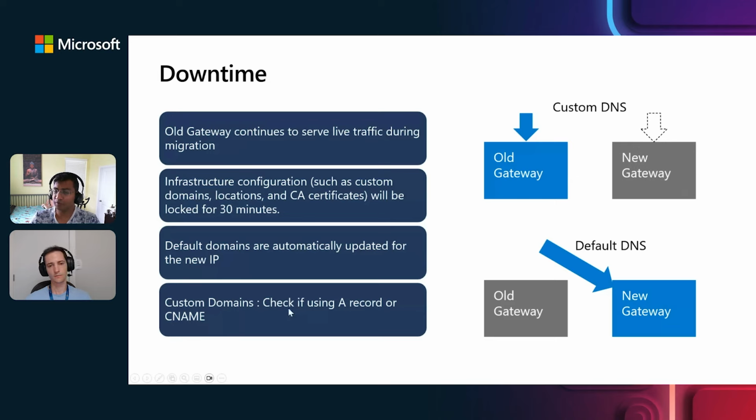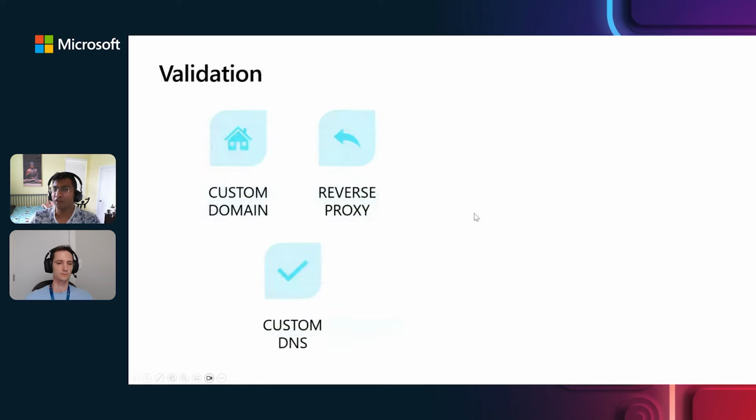So if you are using custom domains, check if you are using an A record or a CNAME, because that decides whether your new gateway will start taking traffic immediately or it will wait for you to flip the switch and tell you when you are ready to migrate. So we've talked about downtime, and we could also talk about the validation, right? This is the advantage we talked about that the parallel deployment will bring, because if you're using a custom domain, or a reverse proxy, or custom DNS, this will all be pointing to the IP address of the gateway.